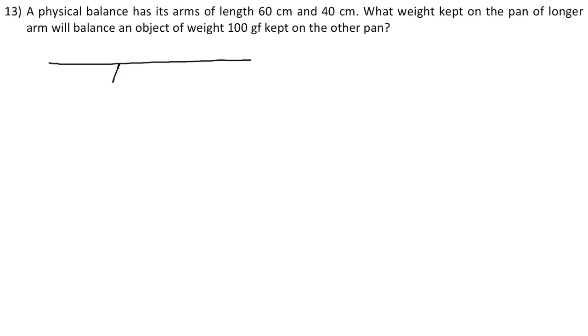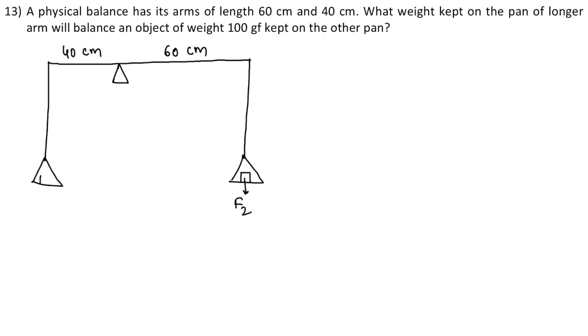So let us say this arm is having length 40 centimeter and this one is 60 centimeter. We want to find out how much weight must be kept on the pan of the longer arm. Let us say this force is F2, and the weight kept in the pan of the shorter arm is 100 GF. Let us label this as F1. So we want to find out F2 such that this physical balance is balanced.